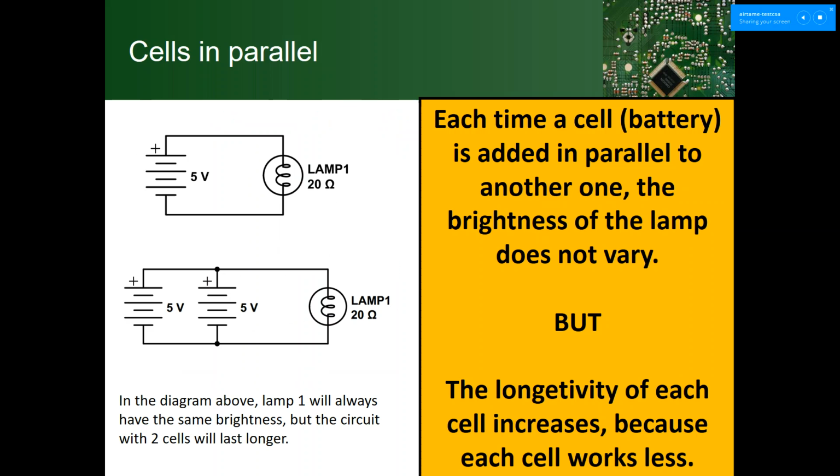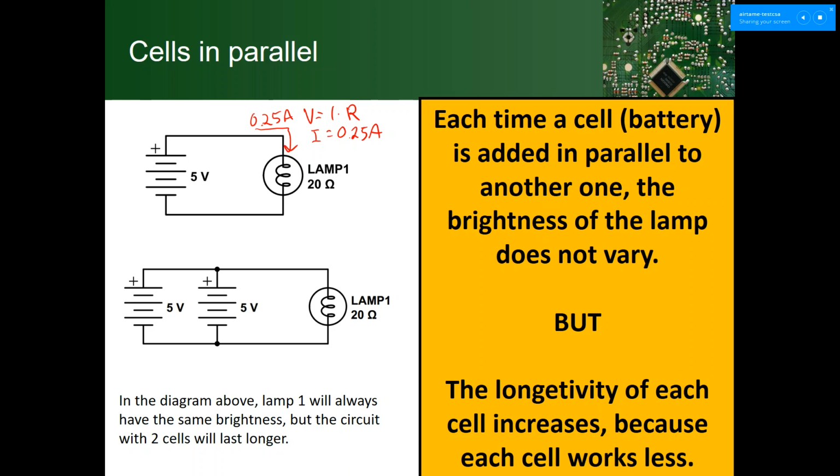Okay, so let's do some calculations. I have a circuit here that's 5 volts, and a 20 ohm light bulb that's lighting it up. Could you tell me what is the current passing through that light bulb? If we do a quick calculation, V is equal to I times R. 5 divided by 20 is 0.25. So 0.25 amps. That means this lamp is getting 0.25 amps going into it.